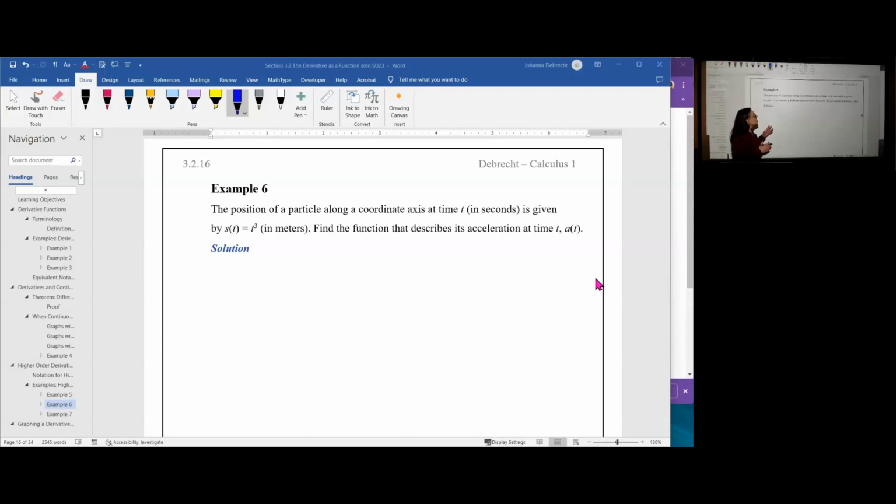The position of a particle along the coordinate axis at time t in seconds is given by s of t equals t cubed in meters. Find the function that describes its acceleration at time t, a of t. Acceleration is the second derivative of position, so I need to take the derivative twice. This is one we've not worked out before, so pause the video, find the first derivative, then find the second derivative, then turn the video back on to check your answer.